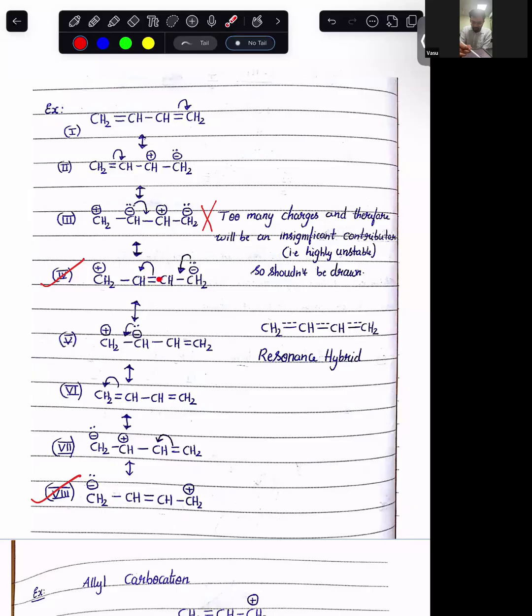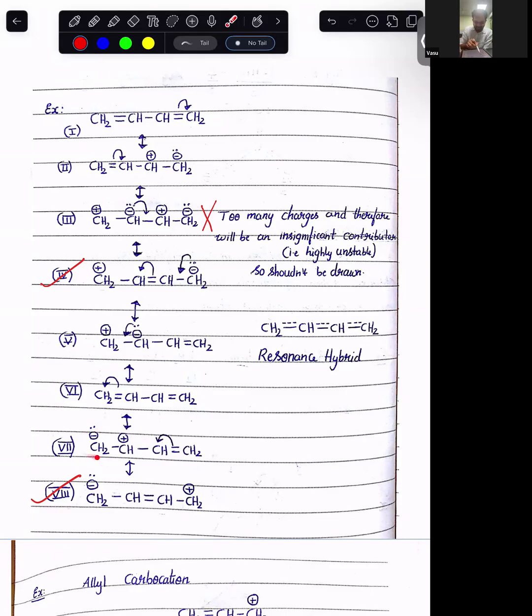Because of the pi bond appearing here, you will have some pi bond character overall in the resonance hybrid. Agreed? Because I'm taking some percentages of this in calculating the resonance hybrid, right? So there has to be some pi bond appearing in the resonance hybrid. Agreed?